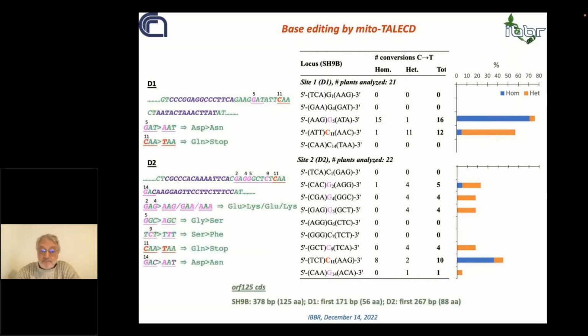Anyway, these plants gave origin to a shorter protein, expected to be 56 or 88 amino acids instead of 125. Besides this, we also got some other missense mutations in other Cs present either in the same strand or in the opposite strand in the window. We are now trying to understand the effect of these missense mutations. But no off-target mutations were obtained outside of this target window, which is 15 nucleotides.